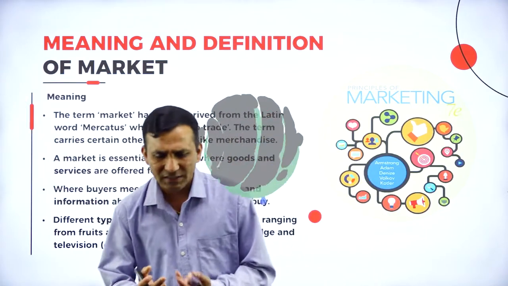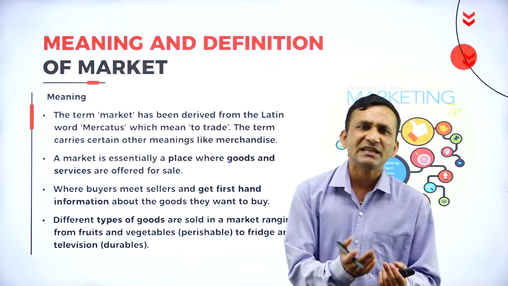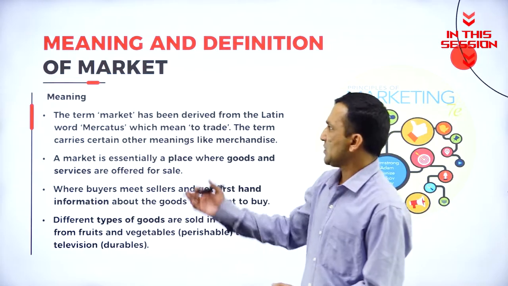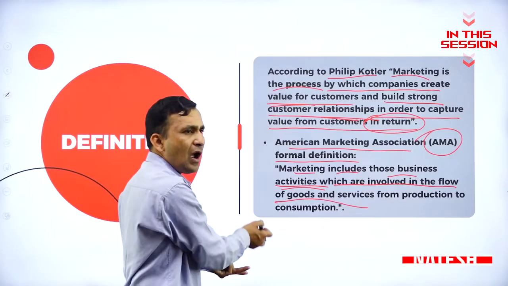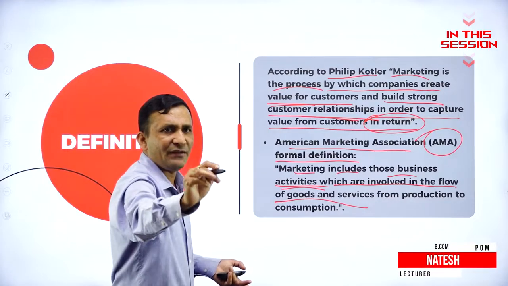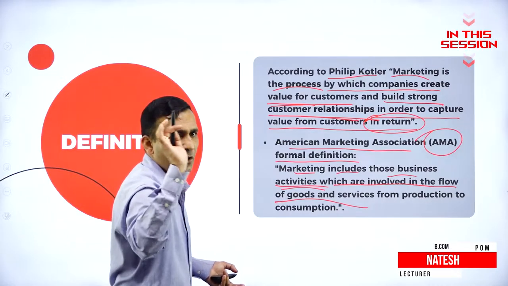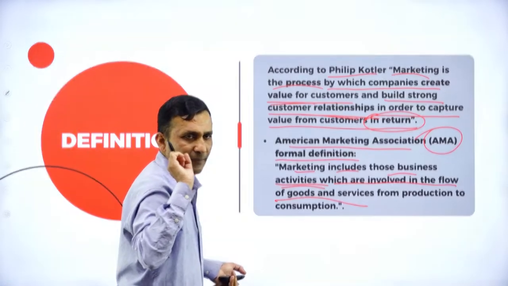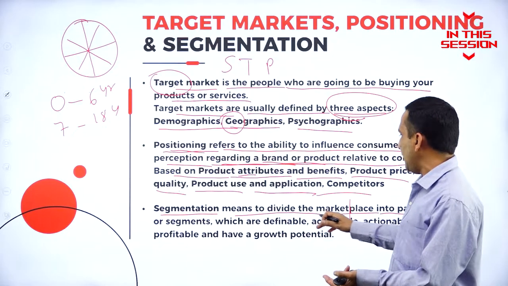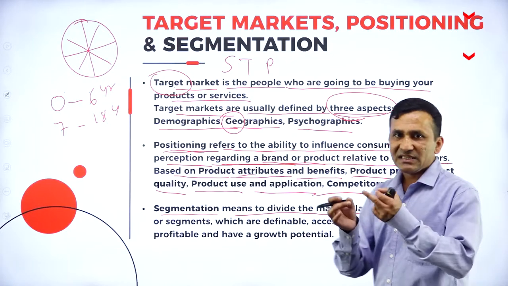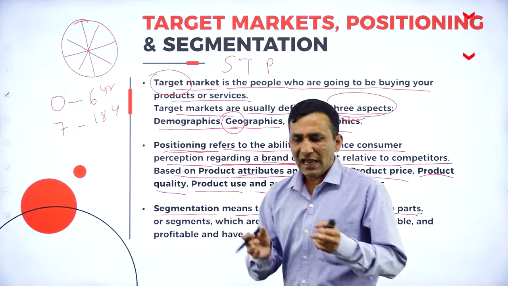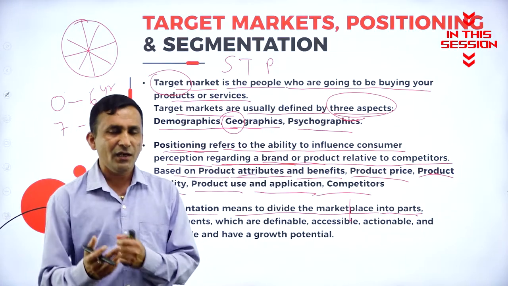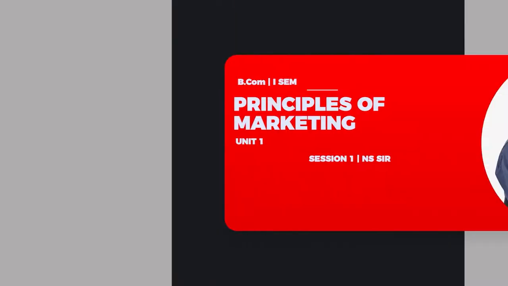What is trade? Trade is nothing but where the buying and selling process goes on. That is called a trade. When the flow of goods happens, once you identify what customers are giving priority, that is value identity. Segmentation means dividing the marketplace into a number of parts, because local competitors cannot cover the entire market.